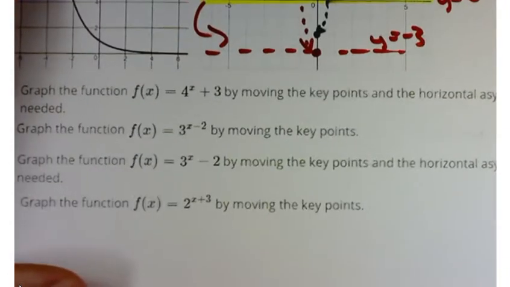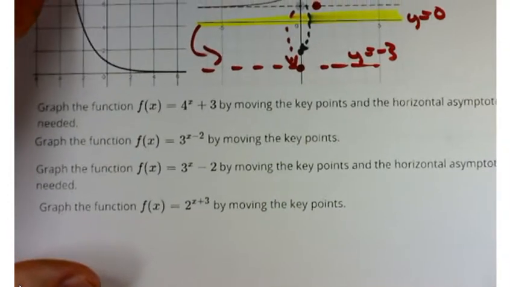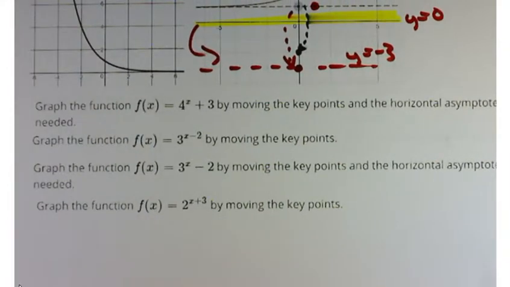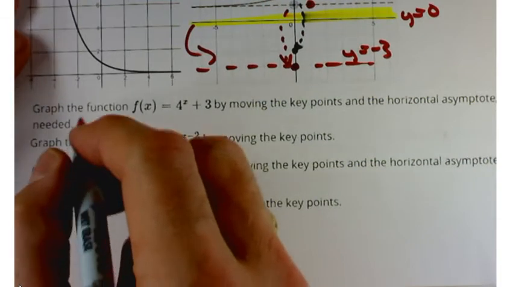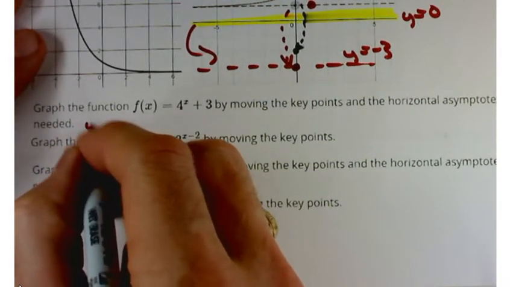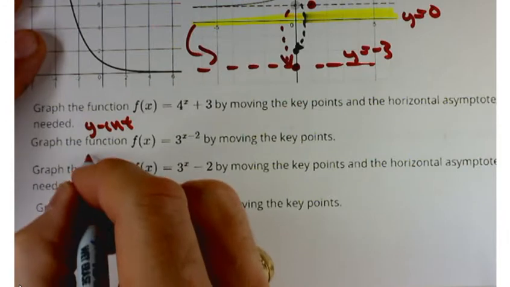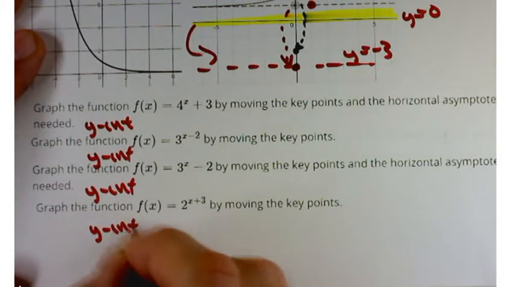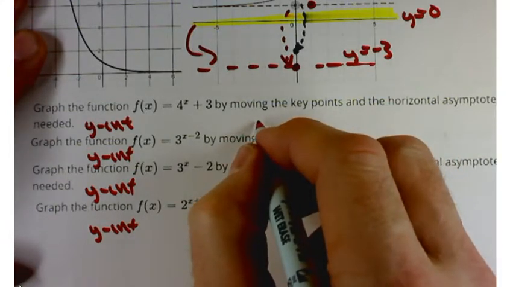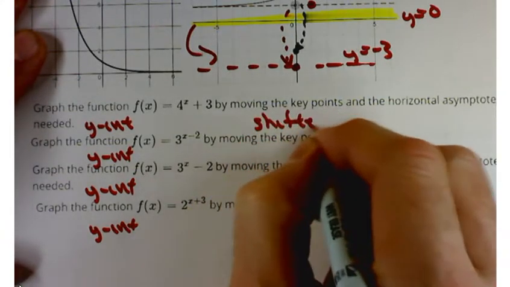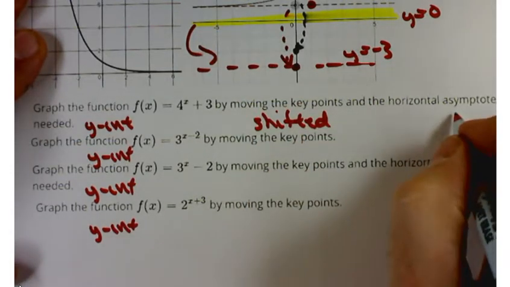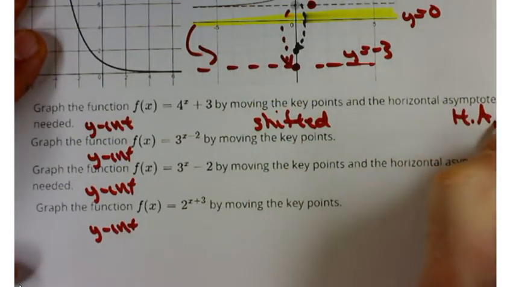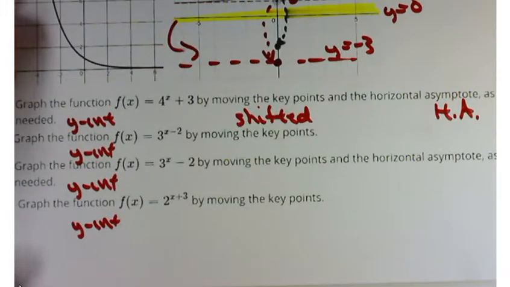Okay. Here's some other problems that are kind of similar, and again, they're coming from Newton. And what I want us to do with all these is, first of all, figure out the y-intercept. And then figure out how it's been shifted. And lastly, figure out where the horizontal asymptote is. So let's start with the first one. I'll do the first one, then I'll let you do the next 3.